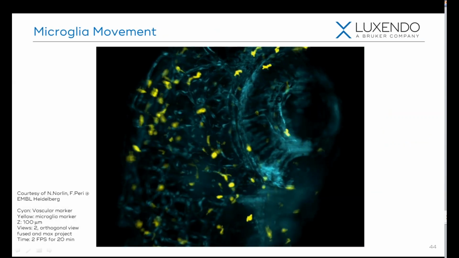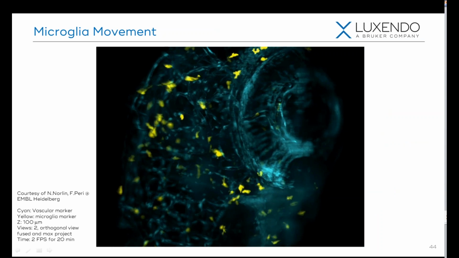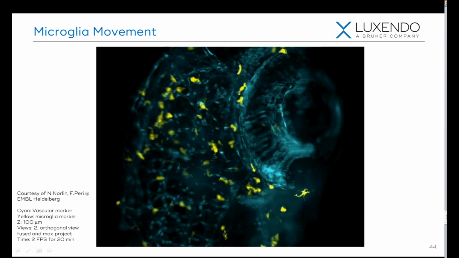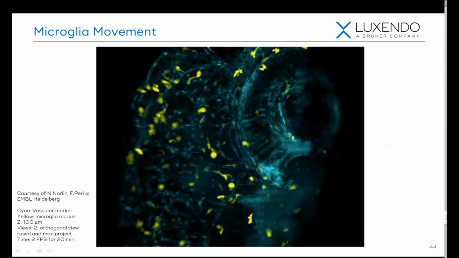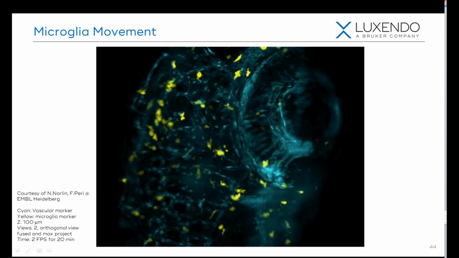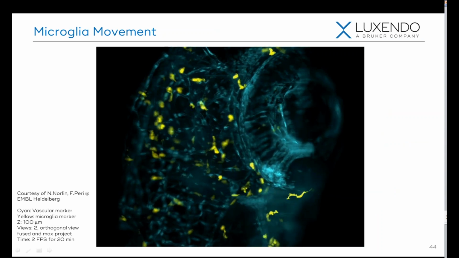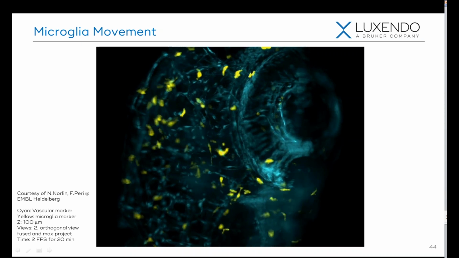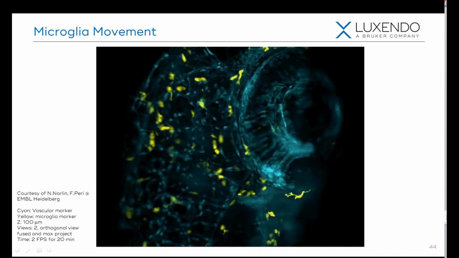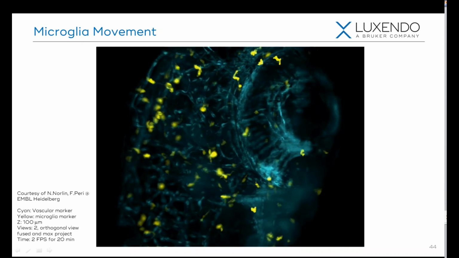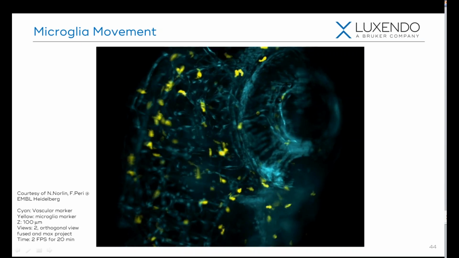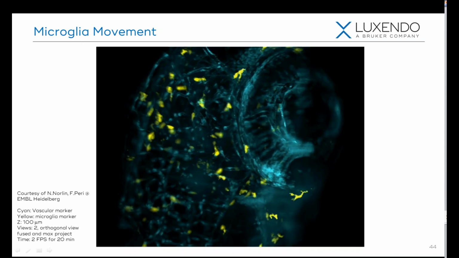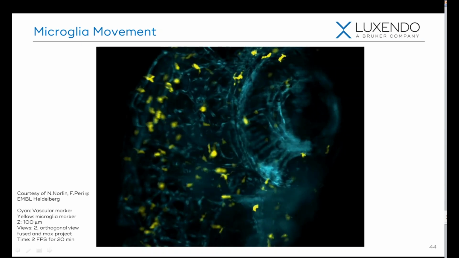And to give you an idea of what sort of applications data we can collect with this, here we're looking at some microglia movement in a zebrafish brain. The blue is a vascular marker, yellow is the microglia, and we've taken the two orthogonal views. So this has isotropic resolution, and then taking these stacks at 2 frames a second for 20 minutes, giving us a pretty impressive movie.